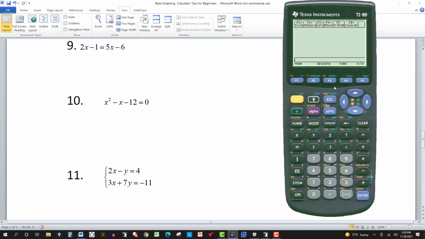So on the 89, again, I'm going to go to solve, F2, and I want the solve. Before I go to the next one, though, I want to point out that there's some cases where you're solving a quadratic and your answer might have imaginary solutions. So when you use this command here, it's going to give you a false statement. It'll say false because it doesn't have real solutions. But there's such a thing as imaginary solutions.